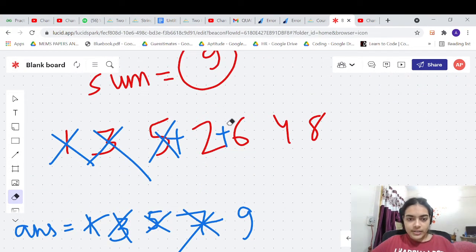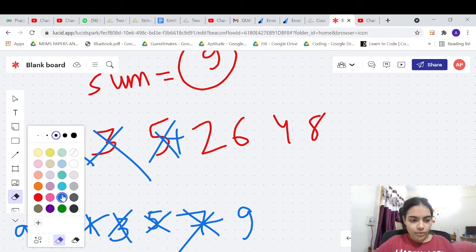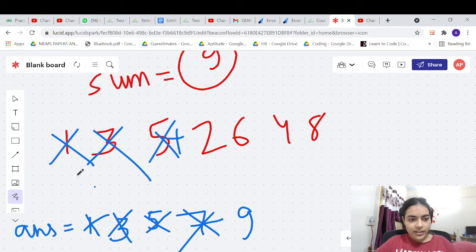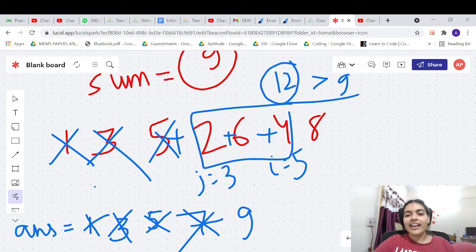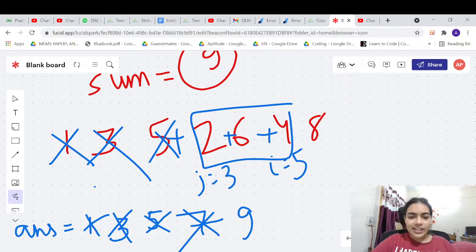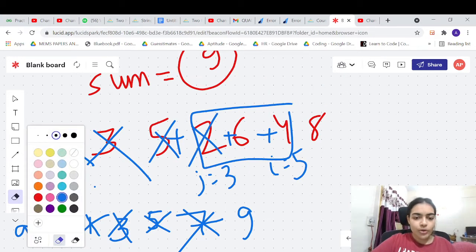Now let us try to see if we can include the next element. So what is your j? j is 3 and you can try to increment your i to 5. Okay. 2 plus 6 is 8. 8 plus 4 is 12. 12 is greater than 9, right? So in this case, you are exceeding the sum. So you'll just remove this element and you will go forward.